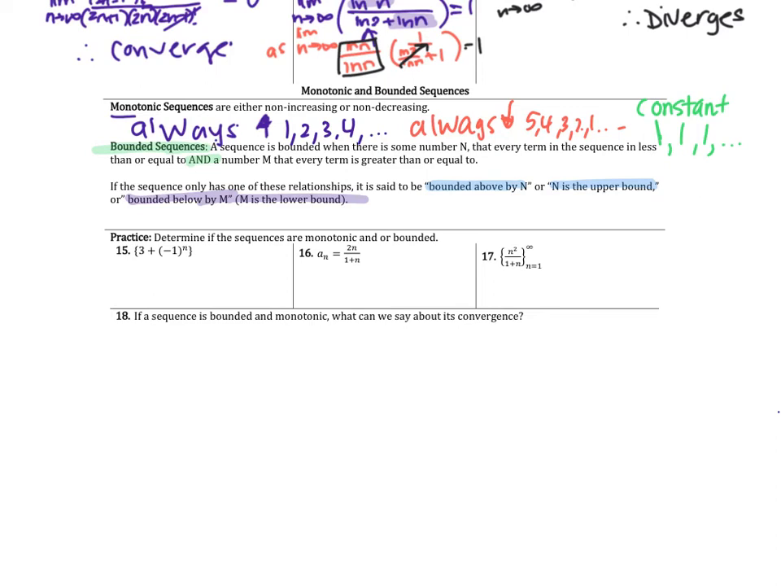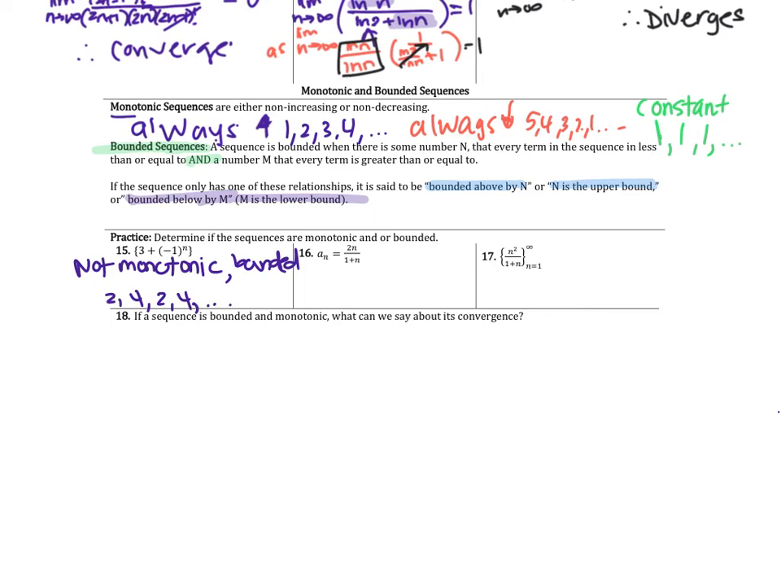So looking at number 15, let's just look at what is happening with the terms. The first term here, if I plug in 1, would be 2. The next term, 4. The next term, 2. The next term, 4. So it's alternating between 2 and 4. So it is not monotonic. It's getting bigger, it's getting smaller. It's getting bigger, it's getting smaller. But it is, in fact, bounded. It's bounded above by 4, and it's bounded below by 2. It never gets higher than 4. It never gets lower than 2. So it is bounded. Go ahead and pause the video and work on 16 and 17 on your own.